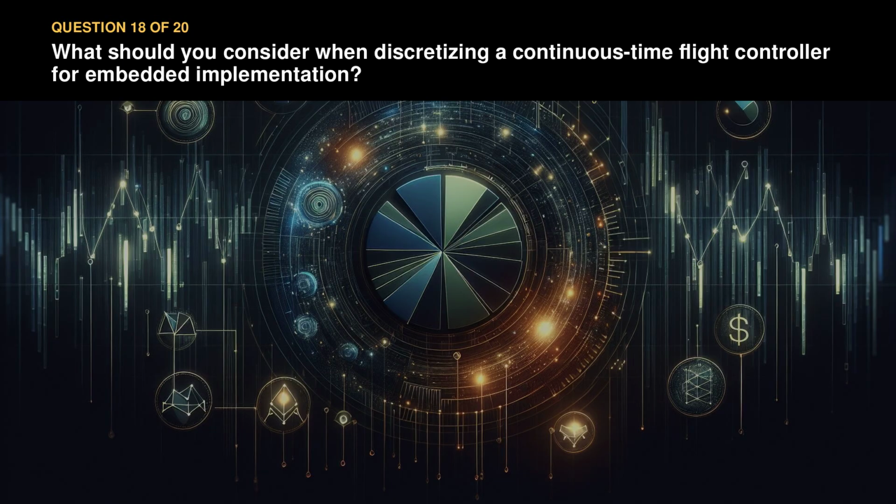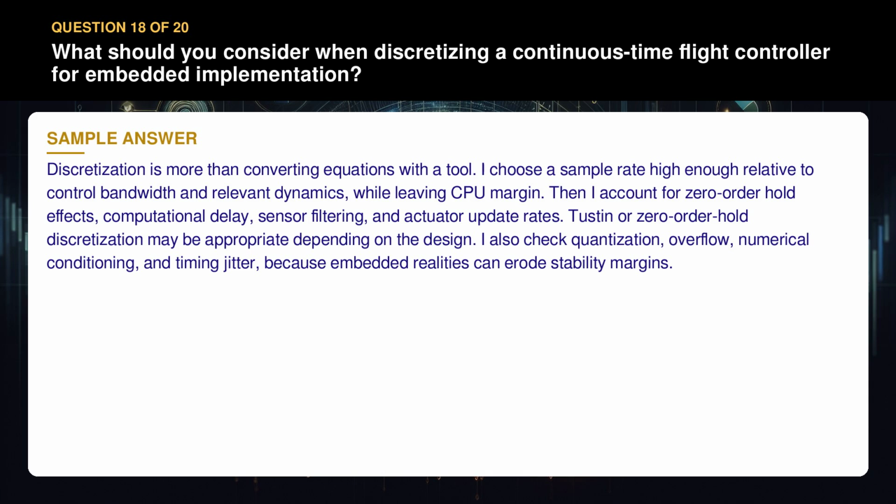Question 18. What should you consider when discretizing a continuous time flight controller for embedded implementation? Discretization is more than converting equations with a tool. I choose a sample rate high enough relative to control bandwidth and relevant dynamics, while leaving CPU margin. Then I account for zero-order hold effects, computational delay, sensor filtering, and actuator update rates. Tustin or zero-order hold discretization may be appropriate depending on the design. I also check quantization, overflow, numerical conditioning, and timing jitter, because embedded realities can erode stability margins.